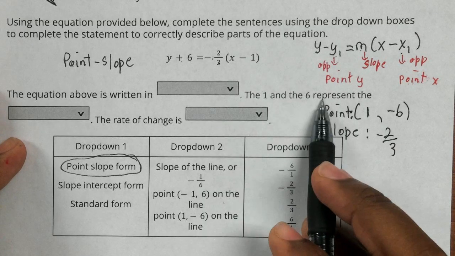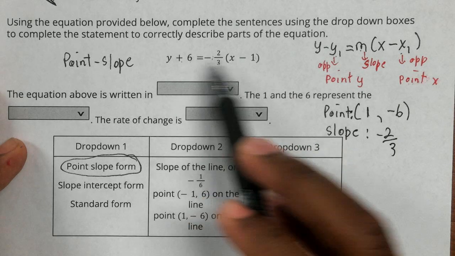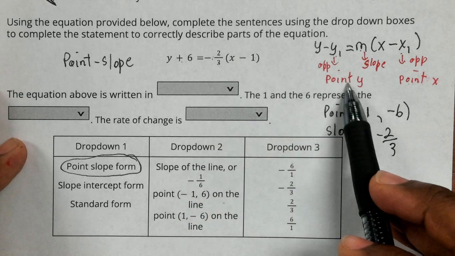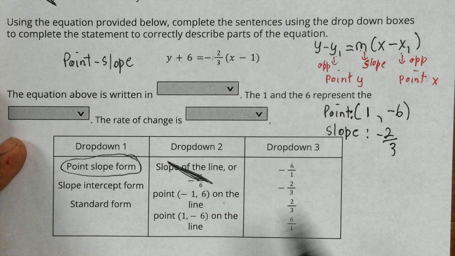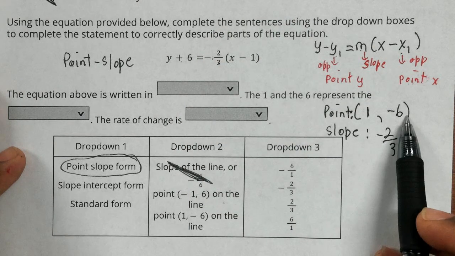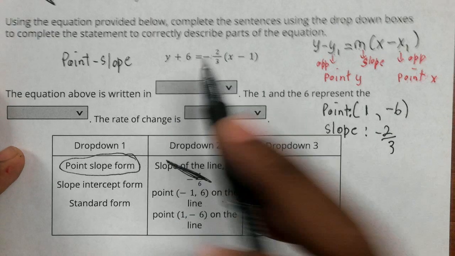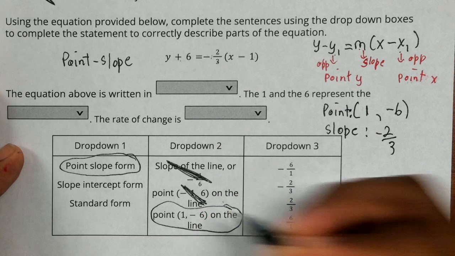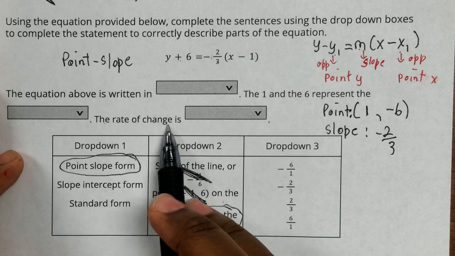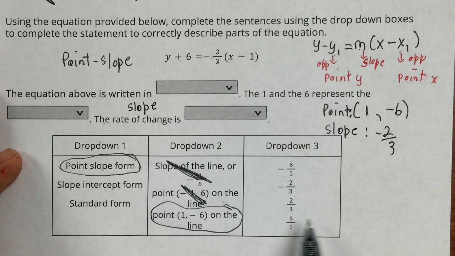All right, the 1 and the 6 represent what? Well, the 1 and the 6 represent these numbers inside here and here, which are points, okay? So it's not slope, right? It will be points, and then the points will be 1, -6, not -1, 6, because again, you have to do the opposite of this, okay? So this would be wrong. This would be the correct one. And then the rate of change is, well, you know that another name for rate of change is slope. So the slope was -2/3, so -2/3.